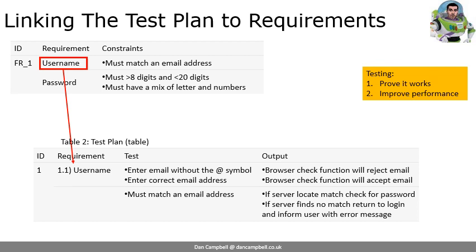So here I'm looking at the username, which is in the list of requirements, and then below I have a test plan or a test table. Within there is the username, there we go, and I'm going to test the username using these two types of tests. And I know if I've been successful or not because this will be my output.